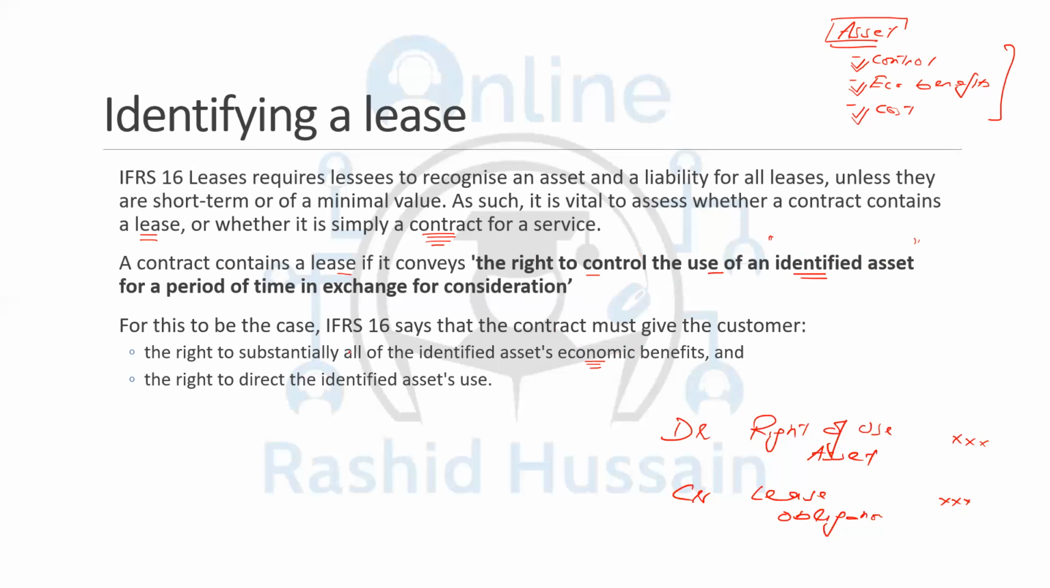So if there is a right to all the economic benefits and a right to use that asset as the lessee wishes, then they have the right to control an identified asset, and it satisfies the definition of a lease. And if it is a lease contract, then the lessee should be recording the right of use asset, credit lease obligation. If it is not a lease, then it's a contract for service, which should be reported as an expense rather than an asset.